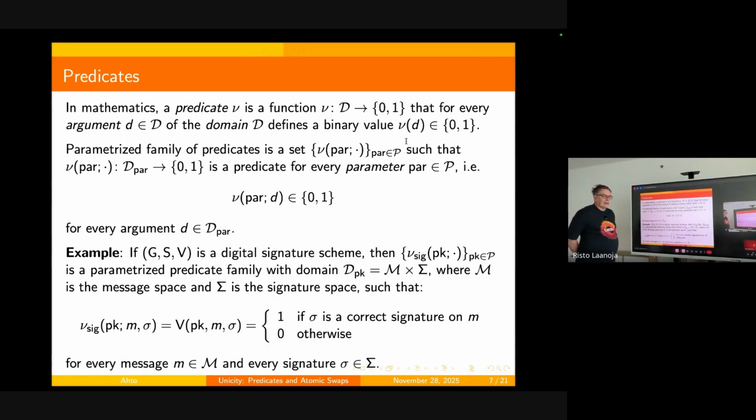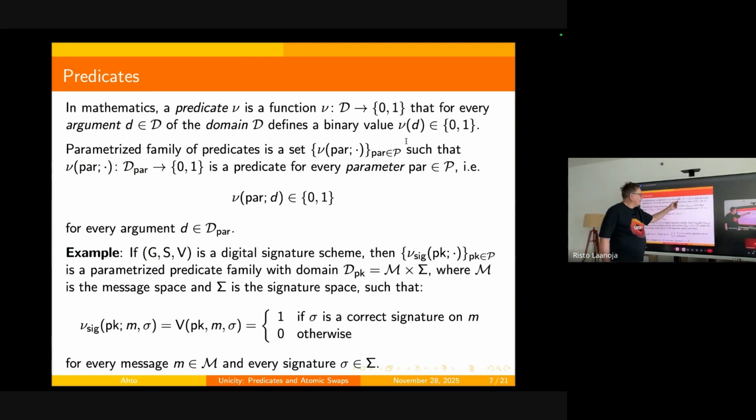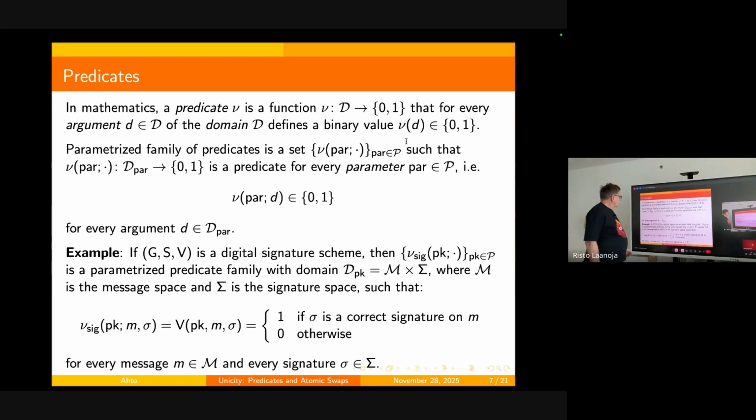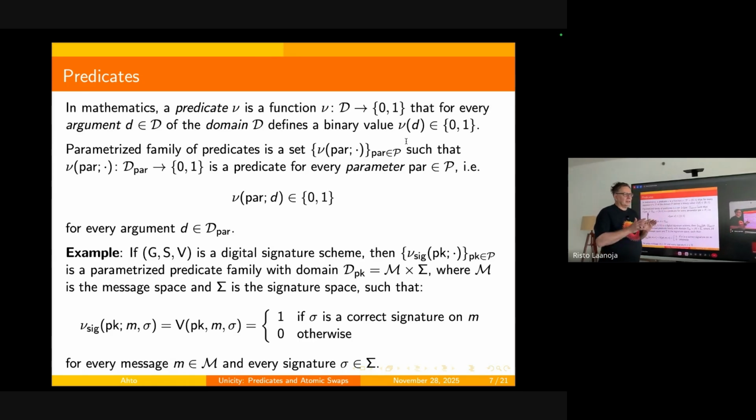Okay, let's talk about predicates now. In mathematics, a predicate is any function that has a domain and returns either 0 or 1 for any argument of the domain. Sometimes we need to parameterize certificates. So we have families of the same type of certificates that only differ by a parameter set. And so for every fixed parameter, we have a predicate with a certain domain.